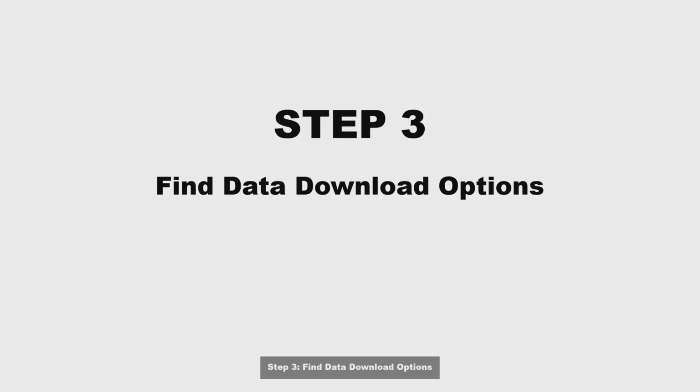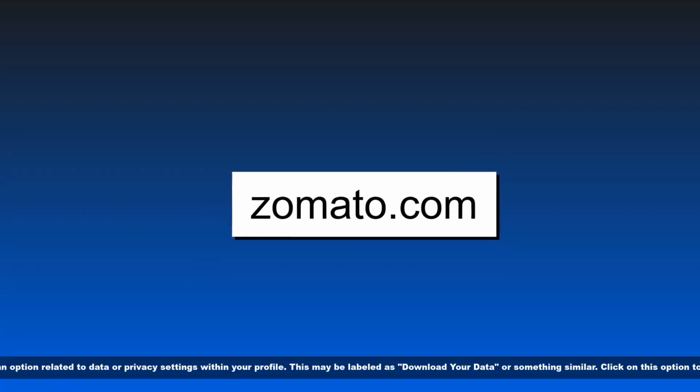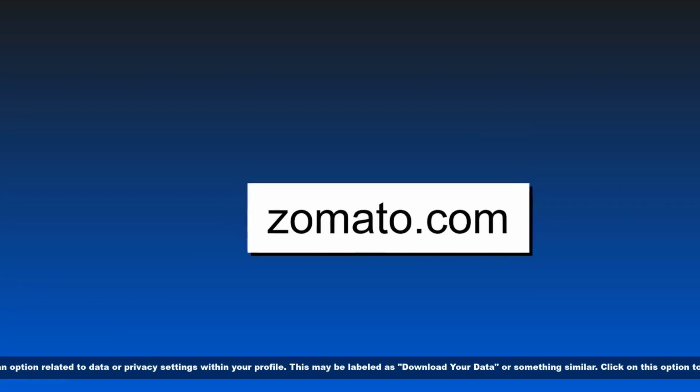Step 3. Find data download options. Look for an option related to data or privacy settings within your profile. This may be labeled as download your data or something similar. Click on this option to proceed.